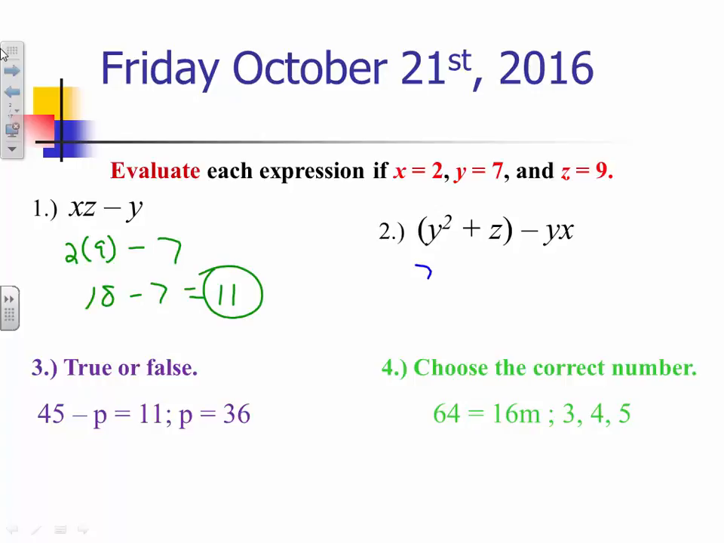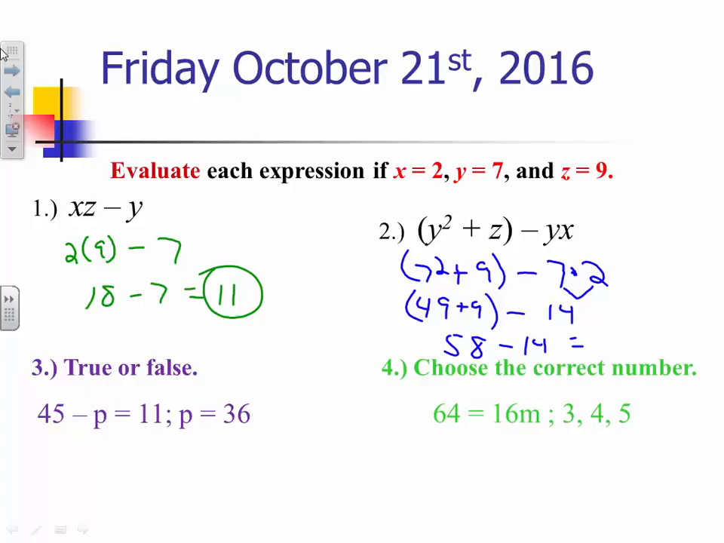Next one, if we substitute, don't get rid of the parentheses until you've used everything inside of there. 7 squared is 49 plus 9. See, we've got to keep those parentheses. We got 14 here. 49 and 9 is 58. Minus 14 is 44.